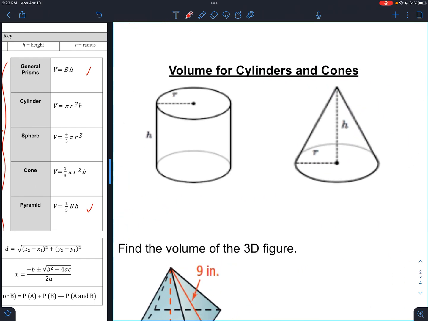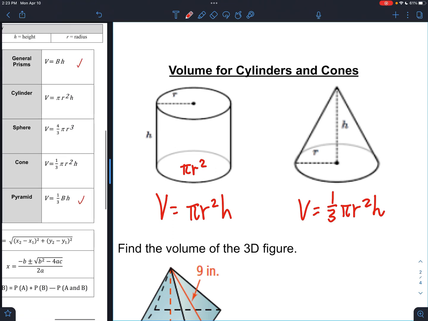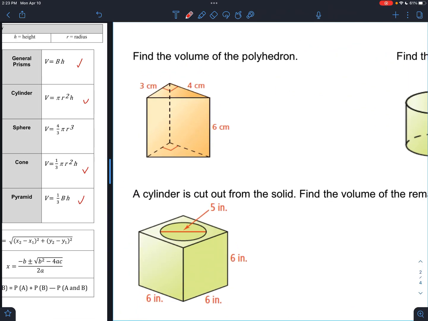Cylinders, it's the same thing as a prism, except the base is the area of a circle. So the volume formula is the base times the height. And the cone, I always remember, it's actually a third of a cylinder with the same dimensions. So we got all those, and we'll talk about the sphere a little later.